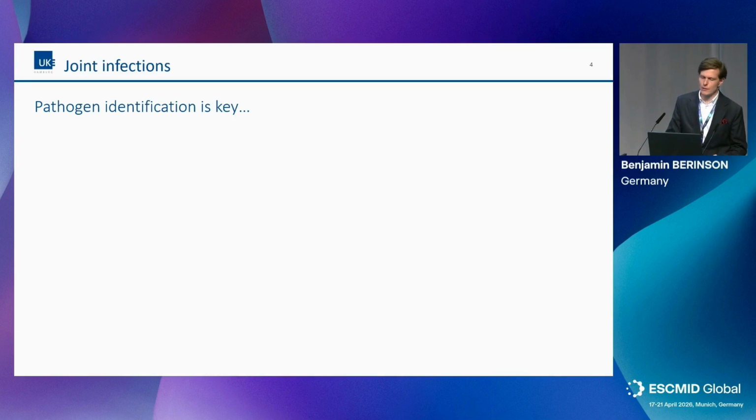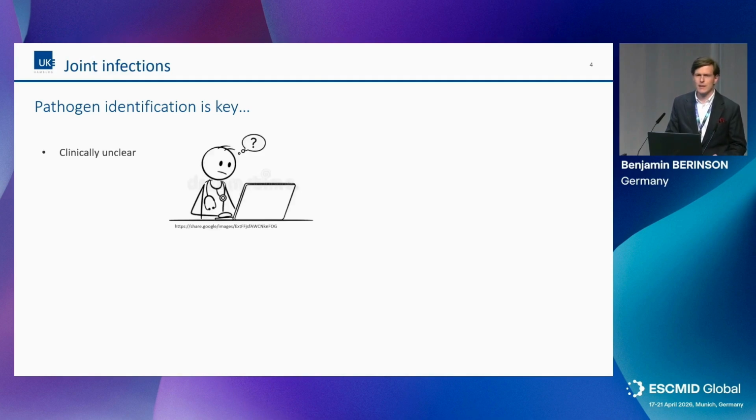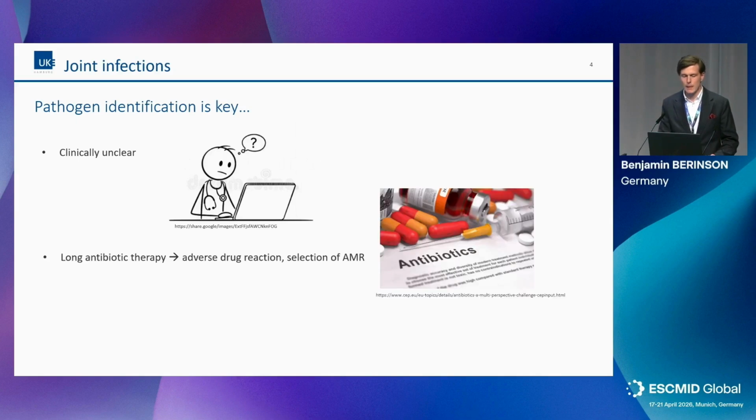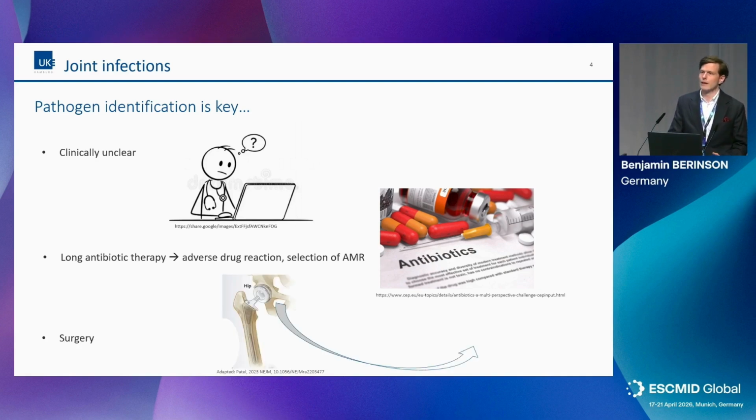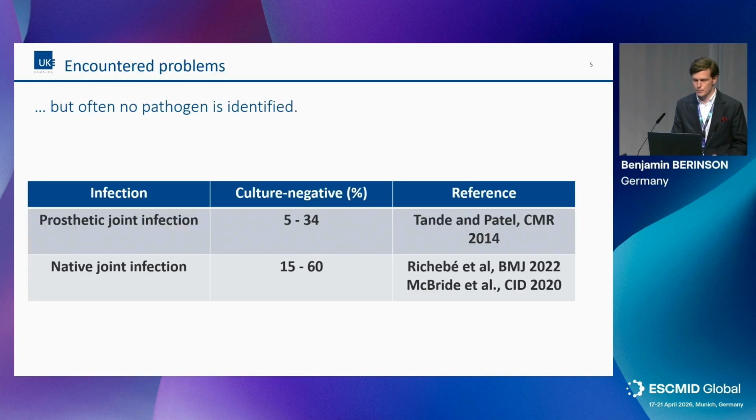Especially in joint infection, pathogen identification is key. But why is that? Because sometimes a joint infection presents clinically unclear. If you have a swollen red joint, it can obviously be a joint infection, but it can also be, for example, gout or rheumatological disease. Especially in PJI, you need long antibiotic therapy, and this is associated with adverse drug reactions and selection of AMR. And as I already mentioned, surgery with long hospital stays and obviously a high morbidity for the patient.